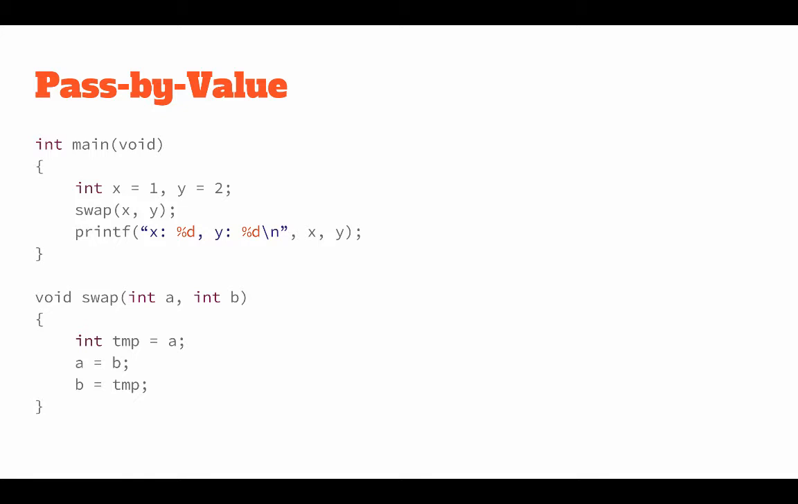So I wrote a function, swap. It's void swap, and that takes in an integer a, an integer b, and it stores a in a temp, stores b in a, and stores temp in b. So hopefully you know how to swap values in a variable. But when I call this function, I pass in x and y, and then I want to print out the values of x and y in main after I call the function.